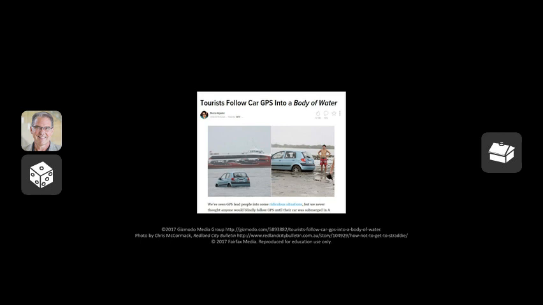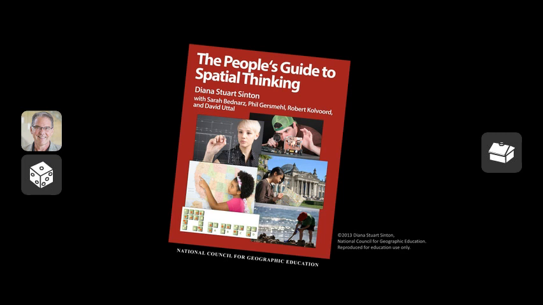We've all heard about how drivers who over-rely on in-car navigation sometimes find themselves in bad situations, like these tourists who followed instructions to drive into a bay during low tide. However, Sinton and friends go on, valuable spatial thinking may develop if the map reader begins to ask the why questions, such as, why are the patterns the way they are? This recalls O'Sullivan's and Unwin's point that patterns on maps provide clues to possible causal processes.